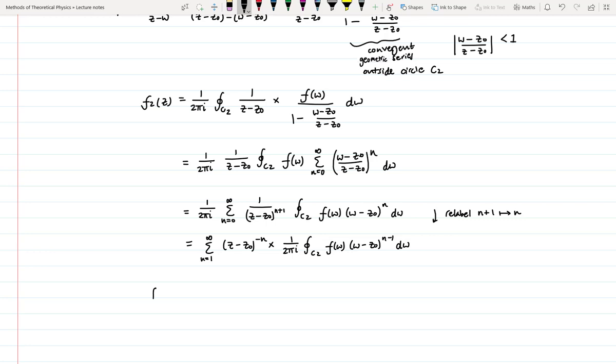Therefore we have that f2 of z is the sum of coefficients qn times (z minus z naught) to the minus n, where the coefficients qn, you can spot above, are given by these expressions.